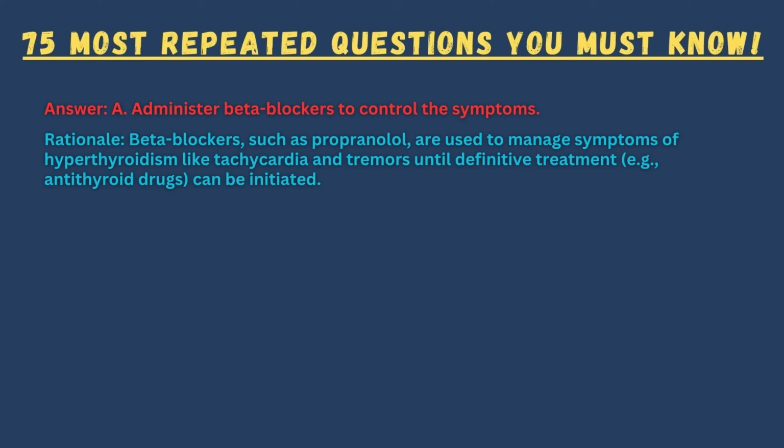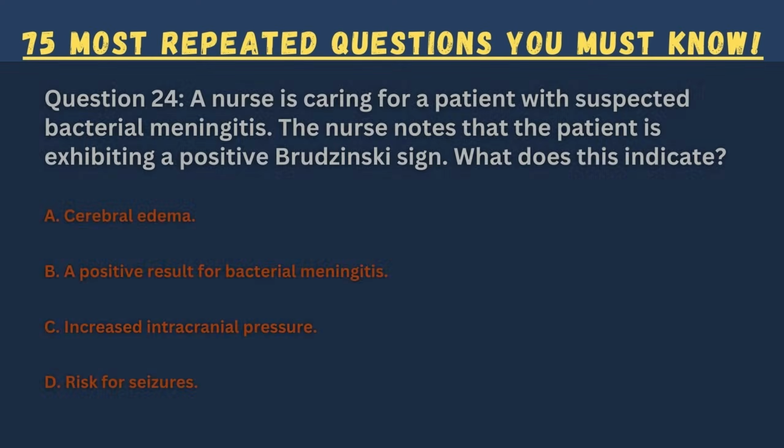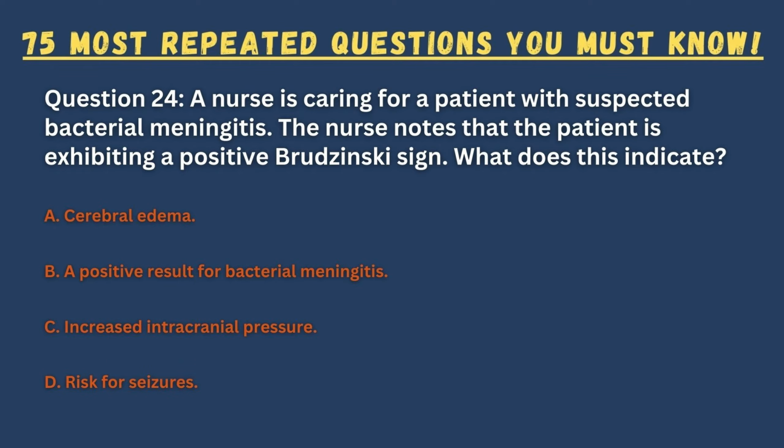Answer: A. Administer beta blockers to control the symptoms. Rationale: beta blockers such as propranolol are used to manage symptoms of hyperthyroidism like tachycardia and tremors until definitive treatment, e.g. antithyroid drugs, can be initiated. Question 24. A nurse is caring for a patient with suspected bacterial meningitis. The nurse notes that the patient is exhibiting a positive Brudzinski sign. What does this indicate?